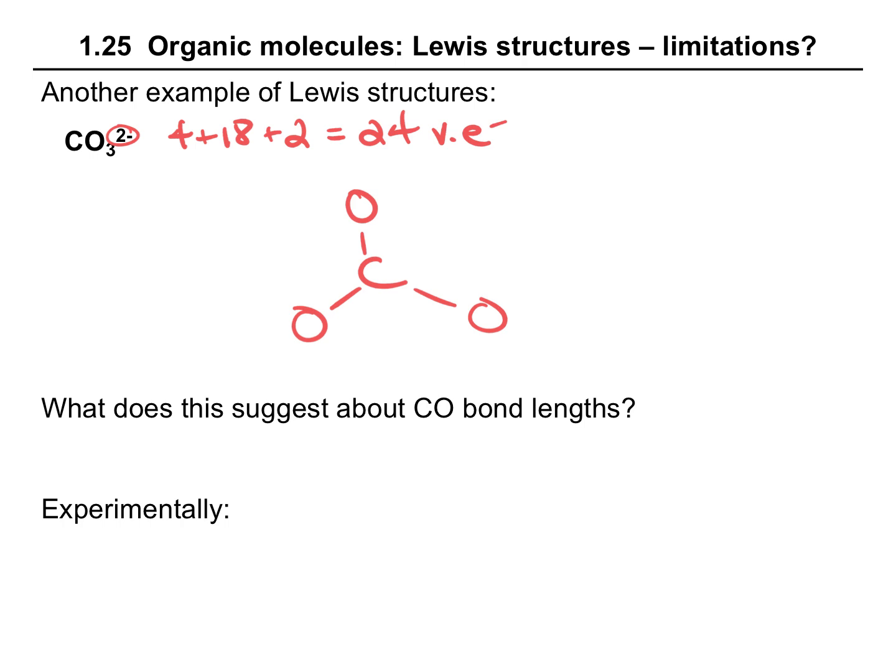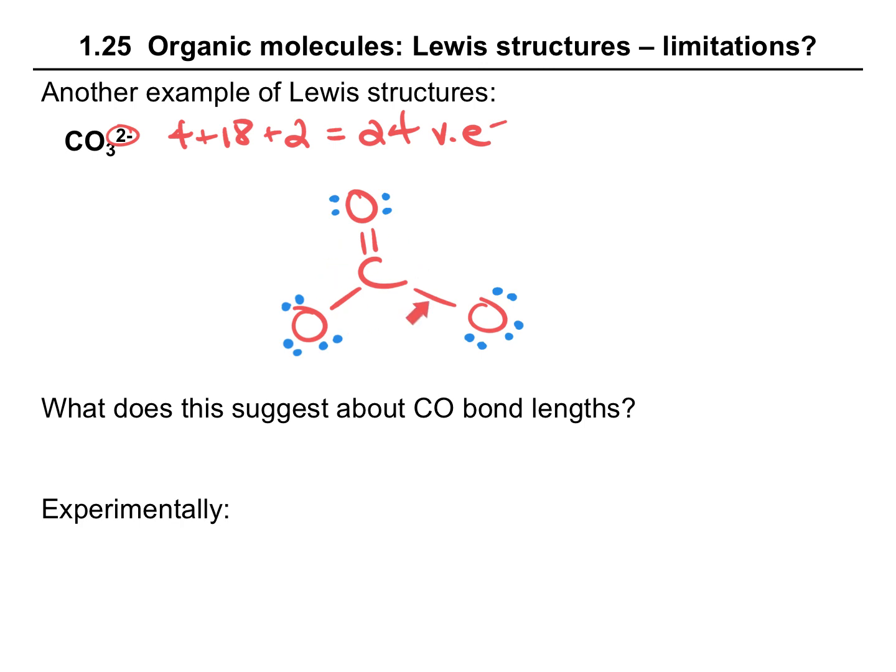We know that carbon likes to have 4 bonds, so let's try giving this one a double bond. So we have 1 carbon-oxygen double bond and 2 carbon-oxygen single bonds. And now let's fill in the lone pairs to give everybody an octet. So this oxygen needs 2 more lone pairs. This one needs 3 lone pairs. And this one needs 3 lone pairs.